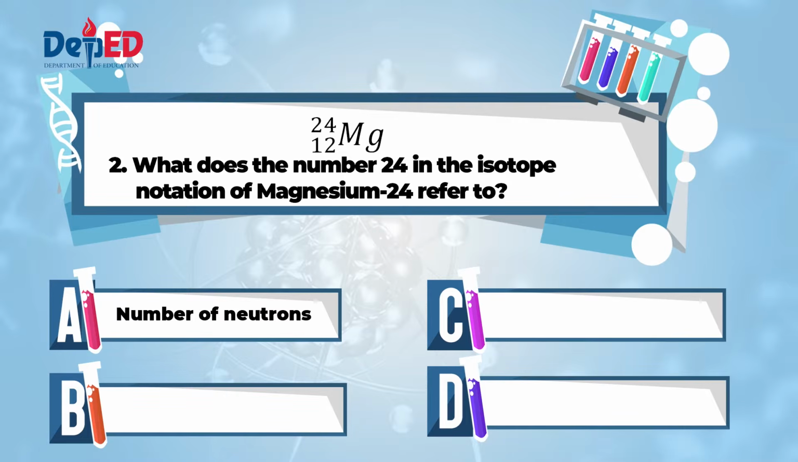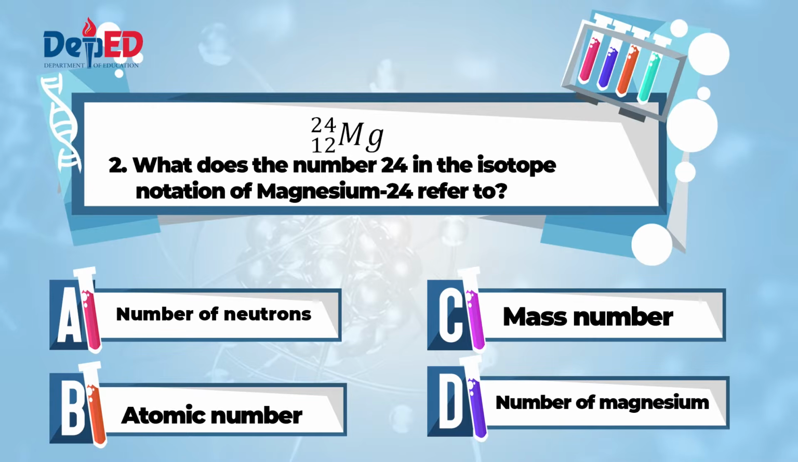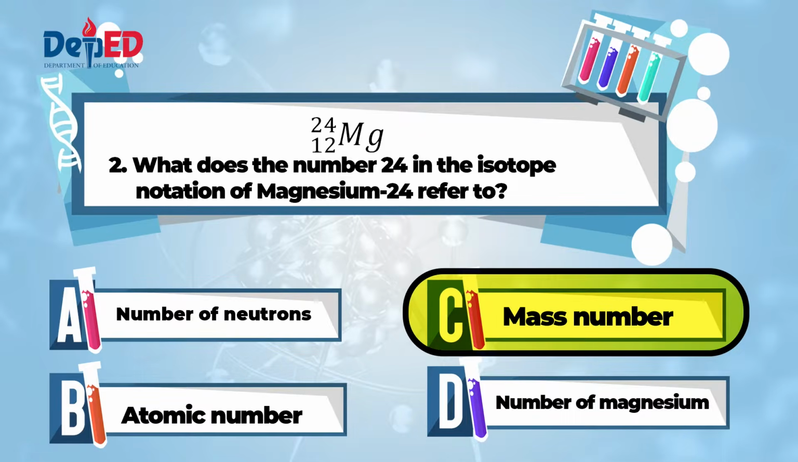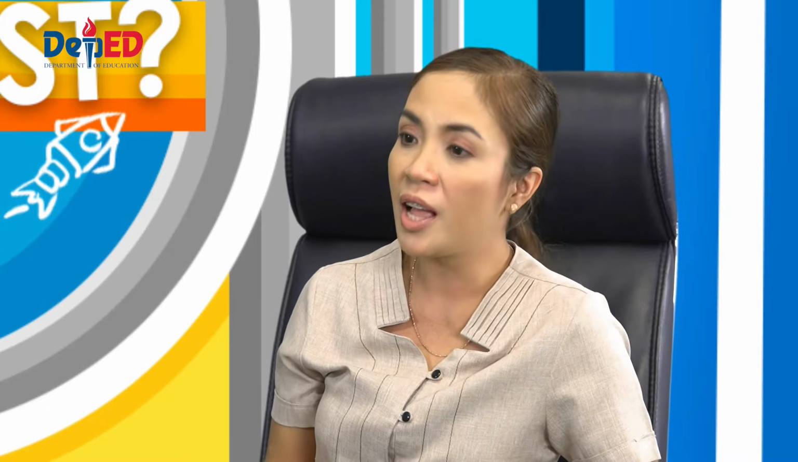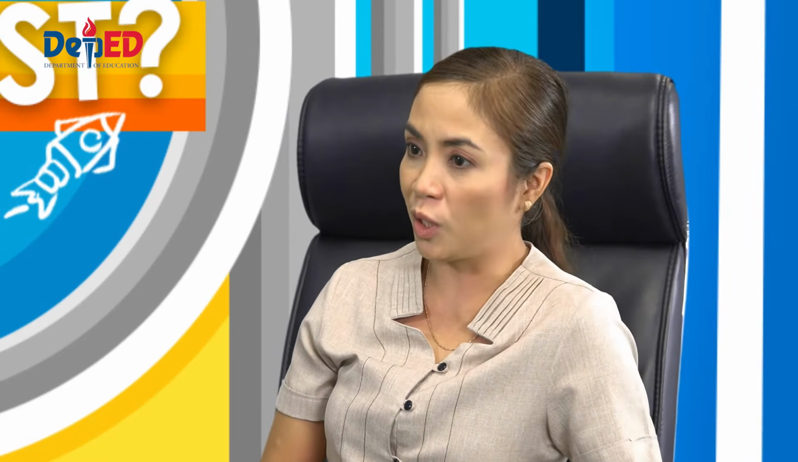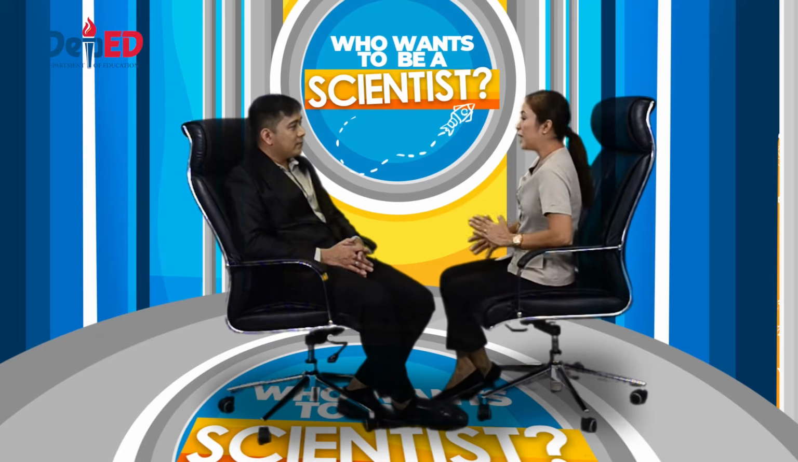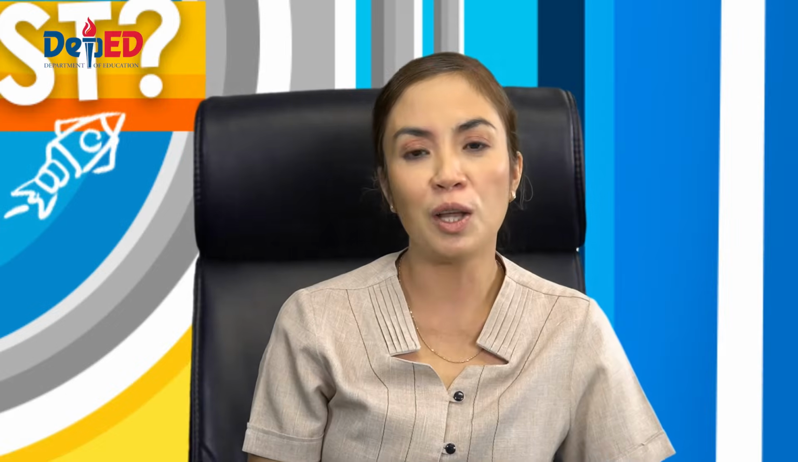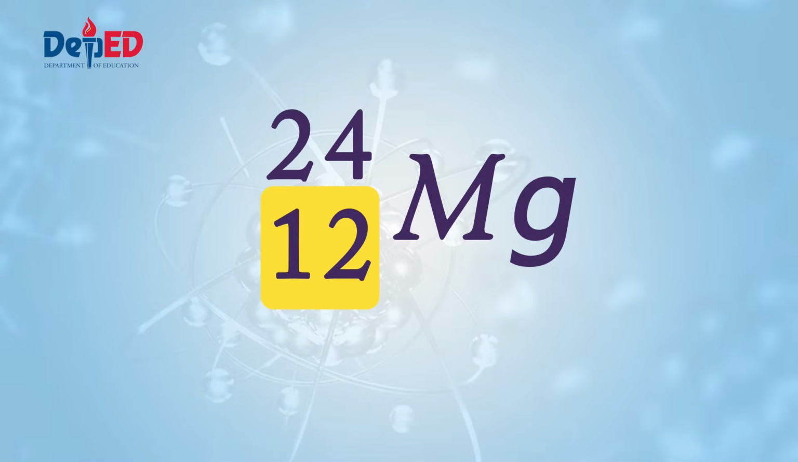A. Number of neutrons. B. Atomic number. C. Mass number. Or D. Number of magnesium atoms. I'm sure about this. It's C, mass number. That was fast. Why is your answer C? Well, we use the isotope notation to allow us to determine the mass number, the atomic number, and the number of protons and neutrons. So definitely, it is not D. It does not tell us the number of atoms. The number at the bottom, which is 12, tells us the atomic number or the total number of protons.